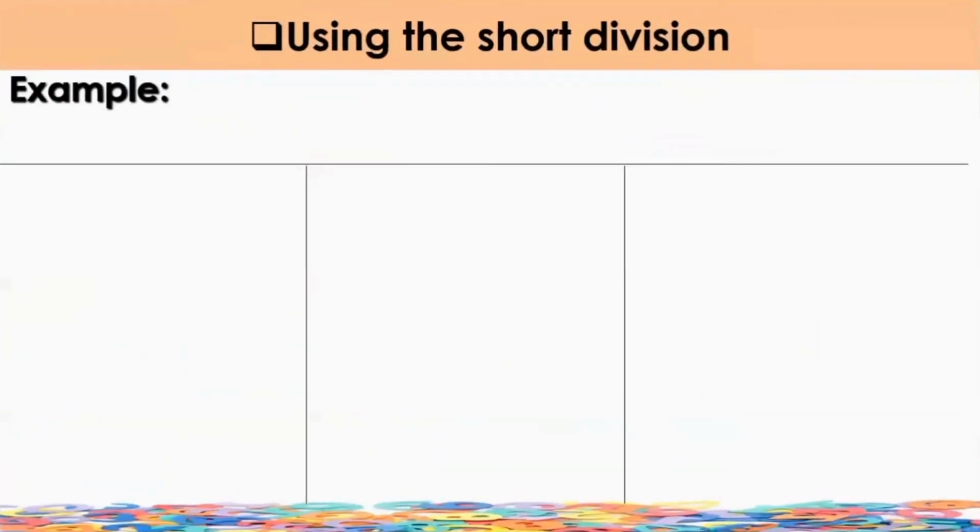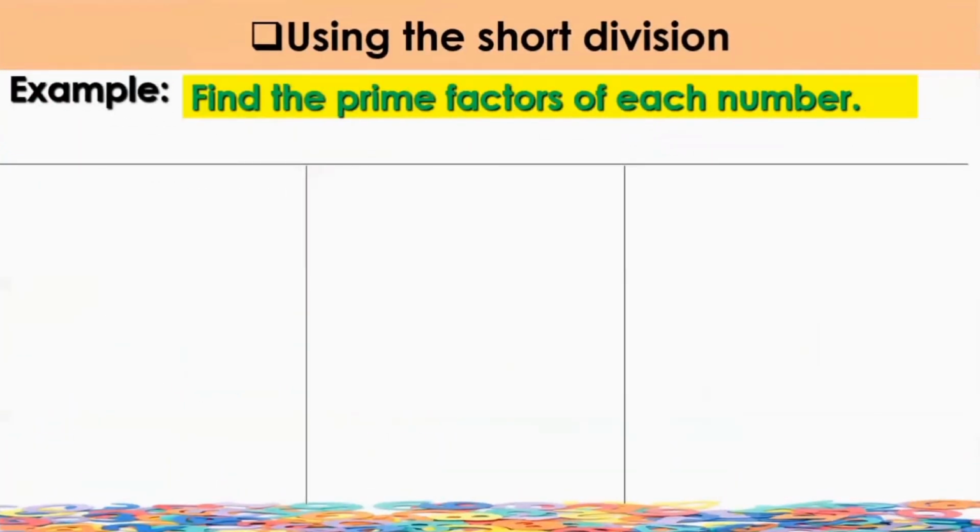Another example in finding the prime factors of each number using the short division. We have here number 20. 20 divided by a number, and that number should be the smallest factor of 20 that is a prime number, which when divided from 20 leaves no remainder. What is that number? 2. 20 divided by 2 equals 10. And we all know 10 is a composite number. So let's continue the process.